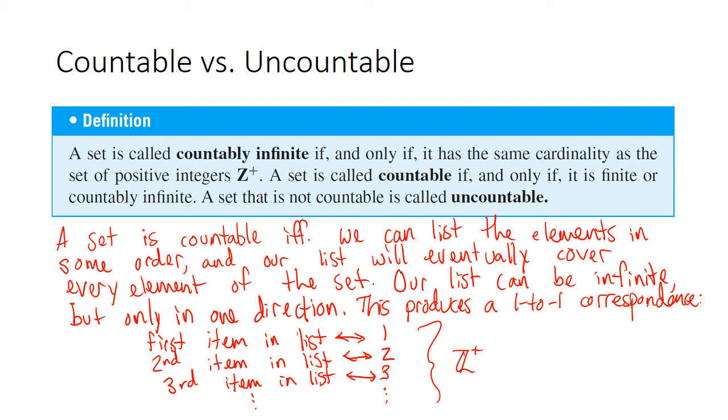All right, so that's how I want us to think of what it means to be countable: you can list all of the elements starting with 1 and then going to 2, 3, 4, etc. You can make a list like that that will eventually cover every element of your set, and you can keep listing forever, but only in one direction.